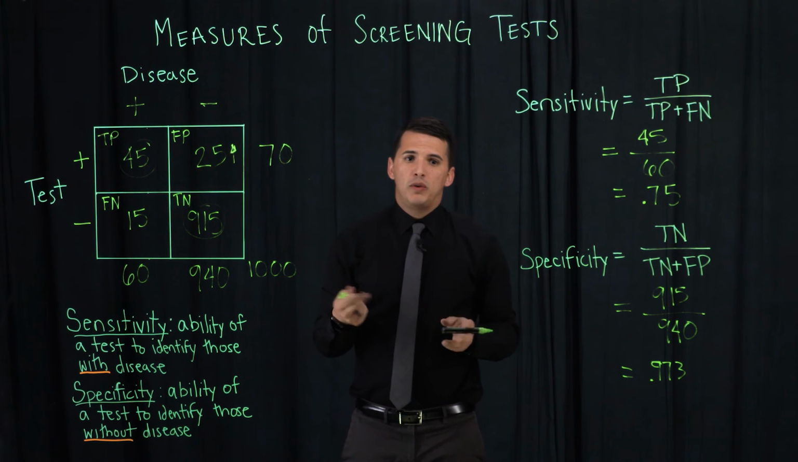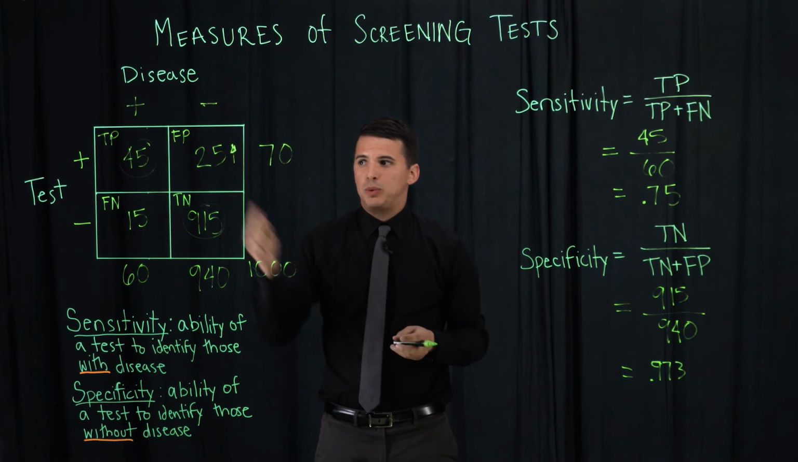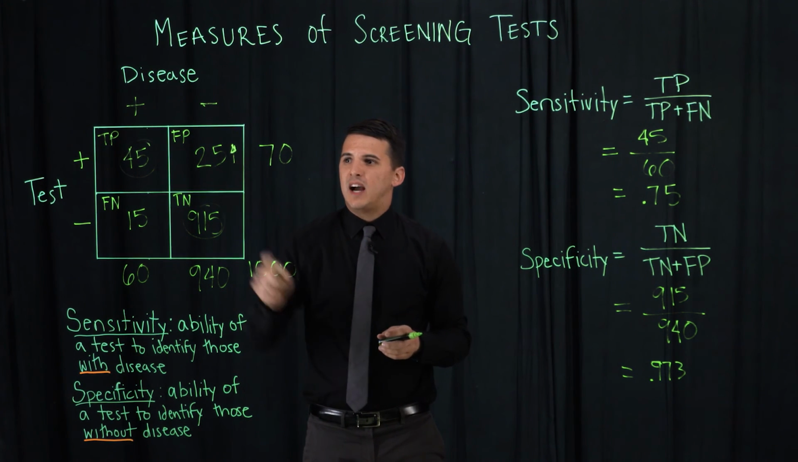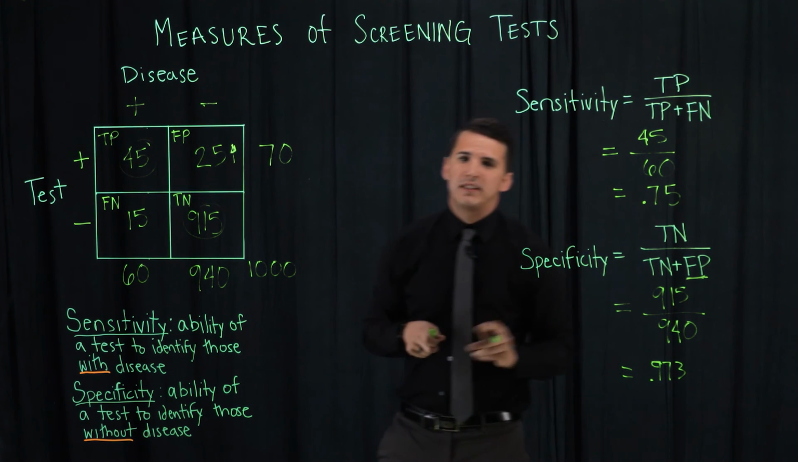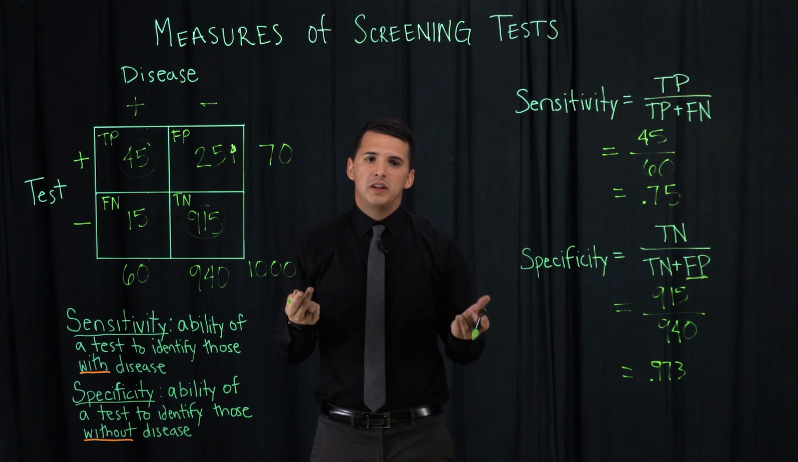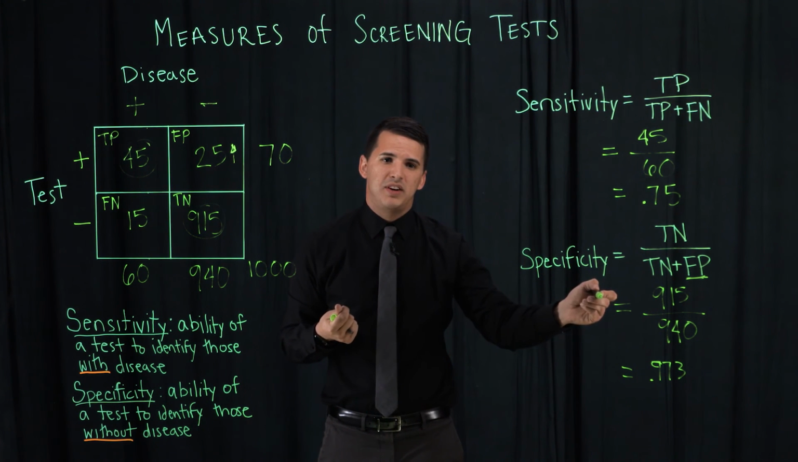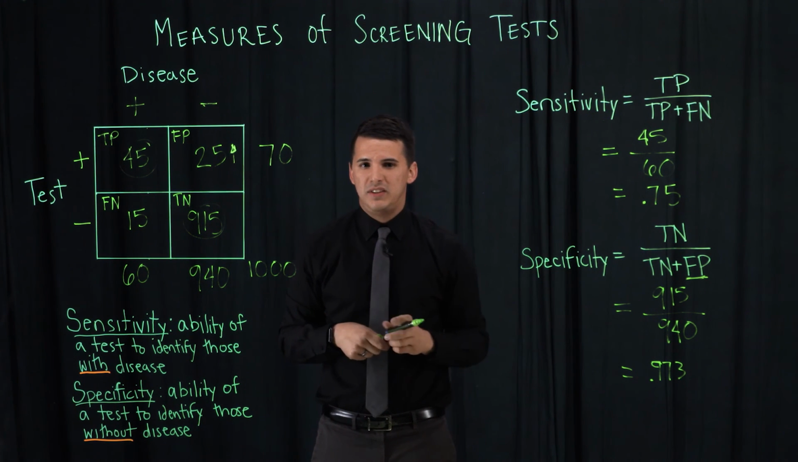What that's going to do, if we look at our formula for specificity as we increase our sensitivity, is that our false positive is calculated here in the denominator of our formula of specificity. So what that's going to do is actually decrease the specificity of our test by increasing the sensitivity.